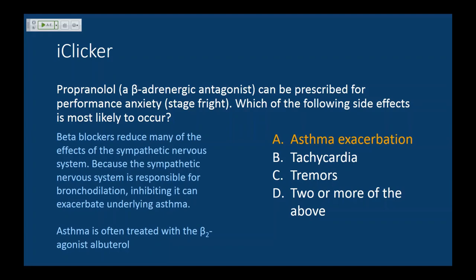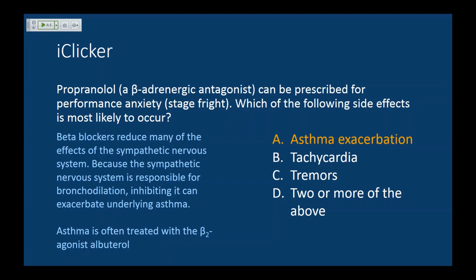So propranolol, a beta adrenergic antagonist, blocks adrenergic signaling, therefore decreases a sympathetic response and increases the parasympathetic response. And part of the parasympathetic response is constriction of the bronchioles, because you don't need to take in a whole lot of oxygen to run away from a bear, okay? Versus the sympathetic response, where you do need to take in a lot of oxygen, you would be dilating your bronchioles.